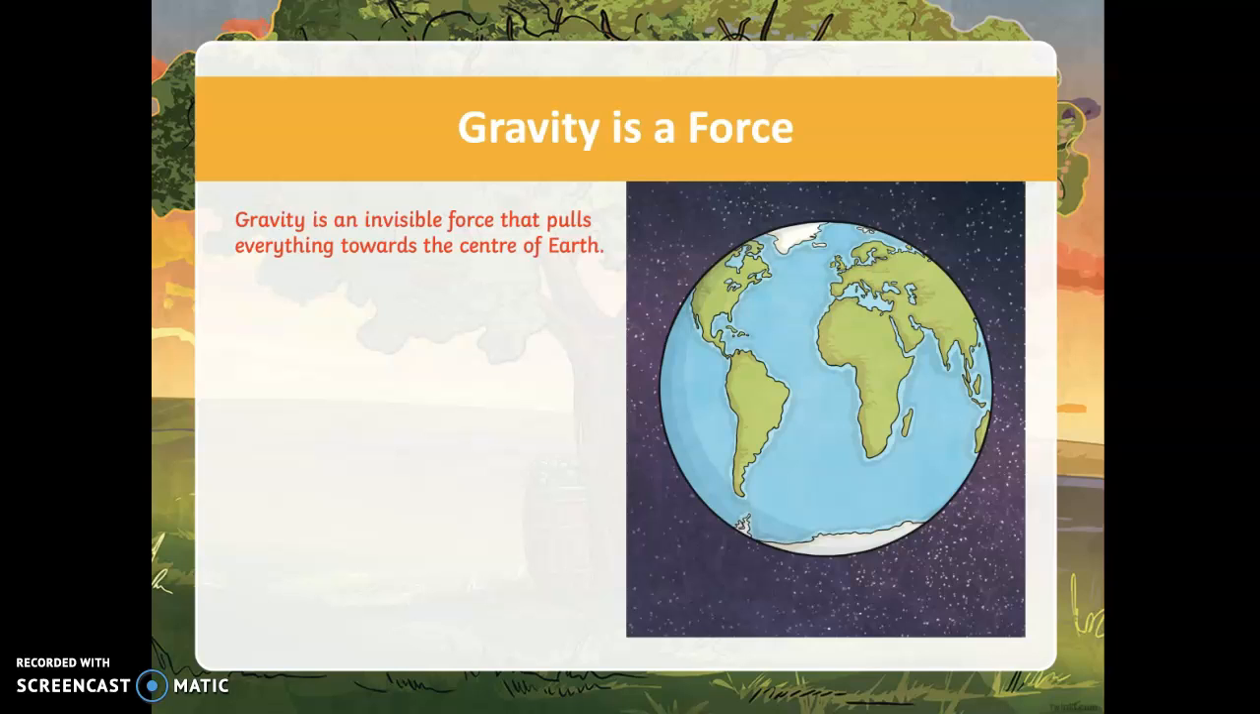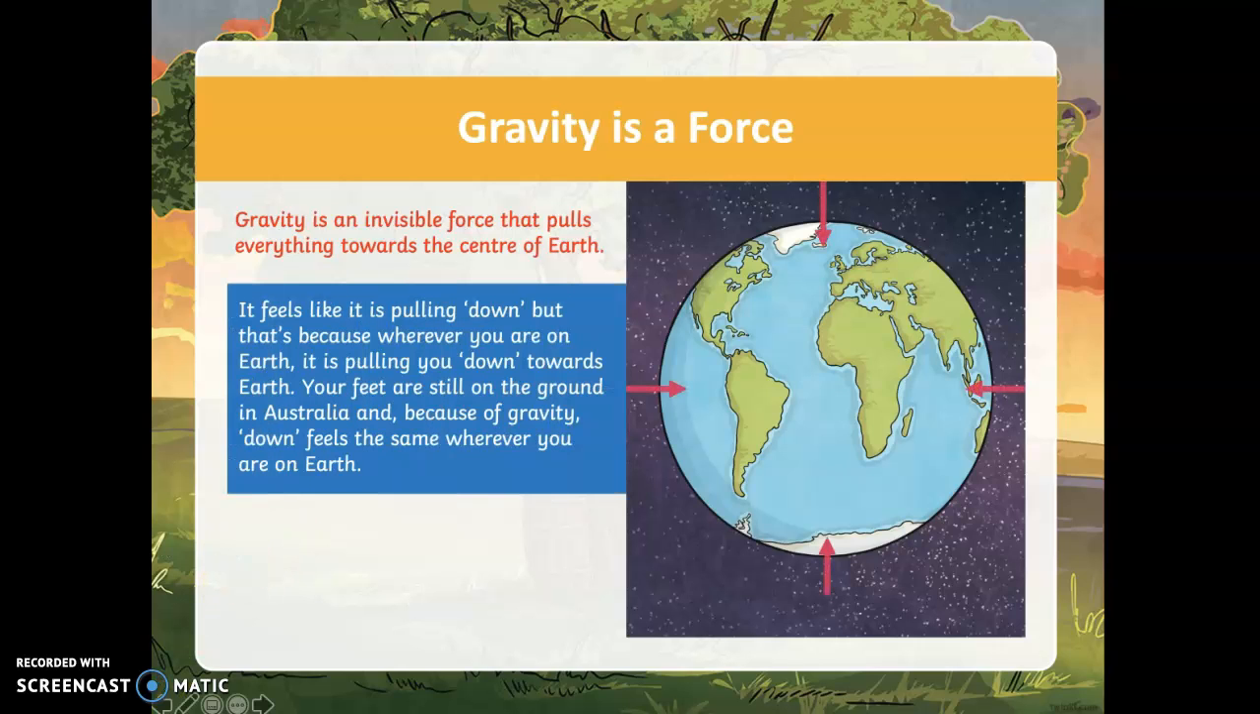So what actually is gravity? Well, gravity is a force. It's an invisible force that pulls everything towards the centre of the Earth. It feels like it's pulling down, but that's because wherever you are on the Earth, it is pulling you down towards the centre of the Earth.